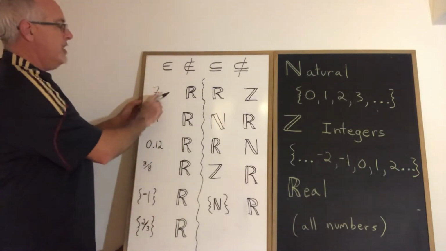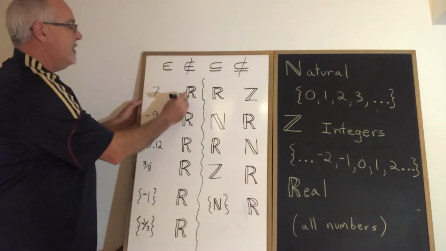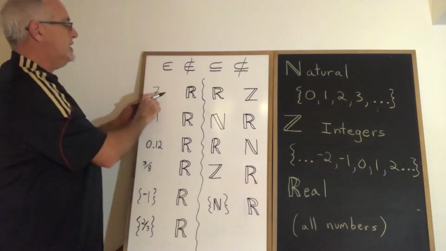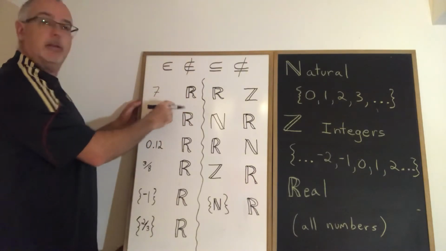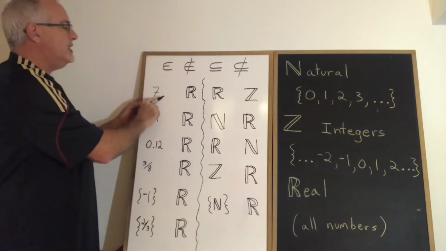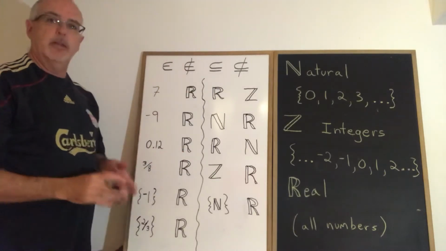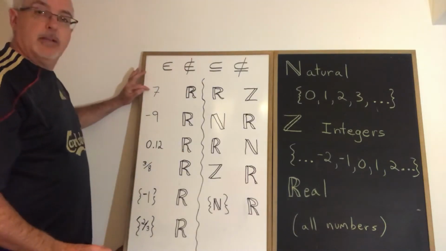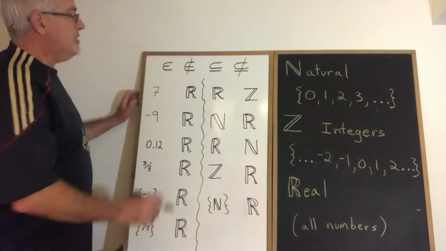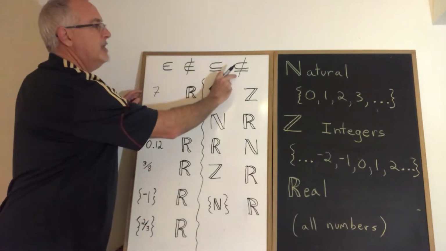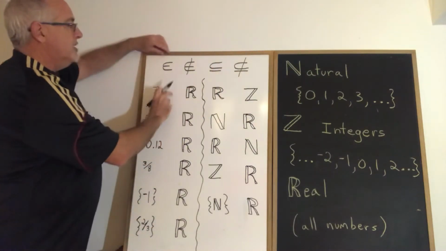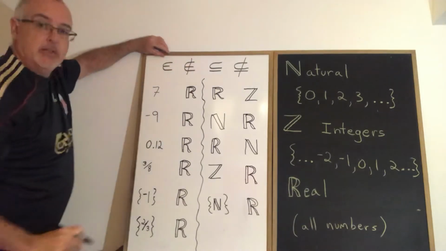Let's get started with this first statement. We are being asked to say whether 7 is an element or not of real numbers, or whether 7 is a subset or not of real numbers. But 7 is not a set. And that's my hint that I don't need to use either of these two symbols. This question is going to be about the IsAnElement of or IsNotAnElement of.